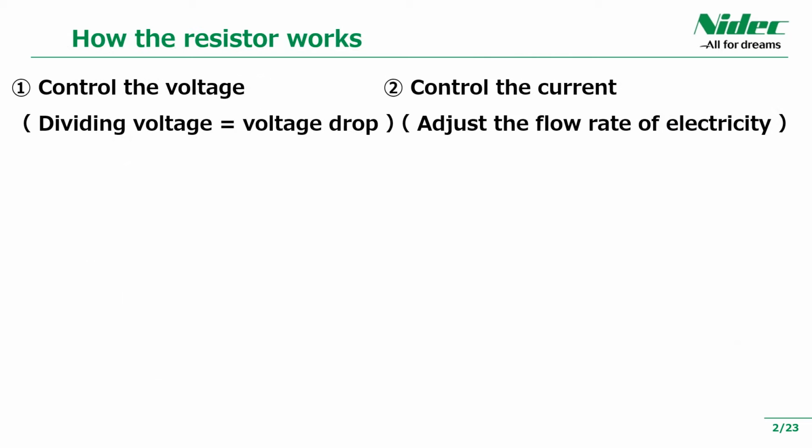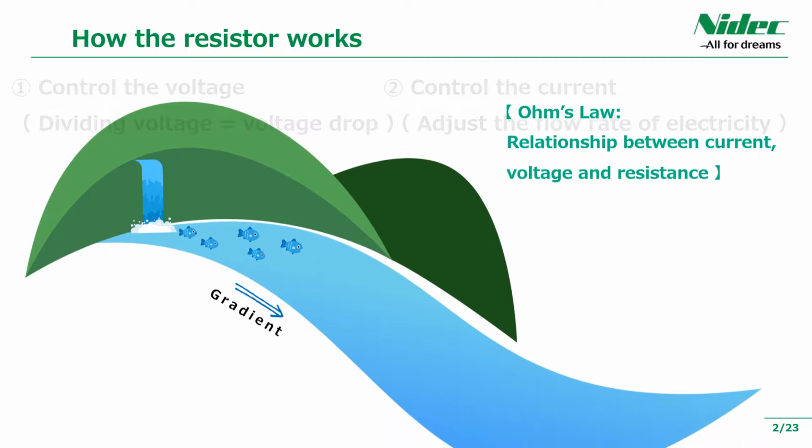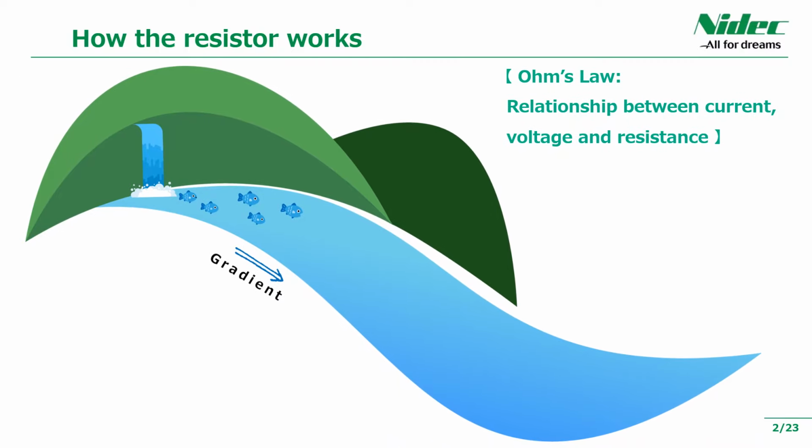Okay, let's start with the role of resistors. A resistor is responsible for controlling voltage and current, and makes it possible to adjust the voltage drop due to voltage division and the flow rate of electricity. Why don't we review the basics of electricity for a moment? The next slide will show you a brief explanation, using how a river usually flows as an example.